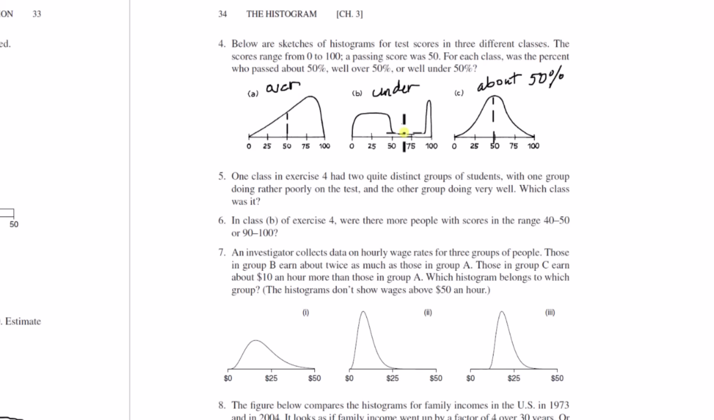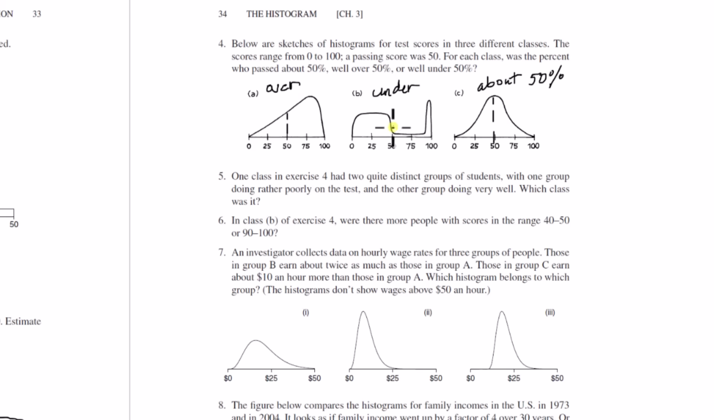See how that works? One class in exercise 4 had 2 quite distinct groups of students, with one group doing rather poorly in the test and the other group doing very well. Which class was it? This one, right? You got pretty much no students who made between a 50 and a 90. A big chunk failed, and a big chunk did really well. That's exactly what they describe here: one group doing rather poorly on the test and the other group doing very well, right?